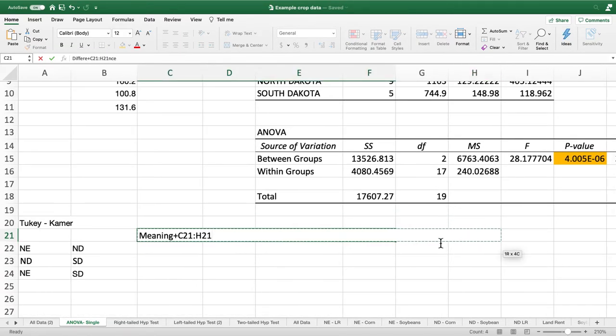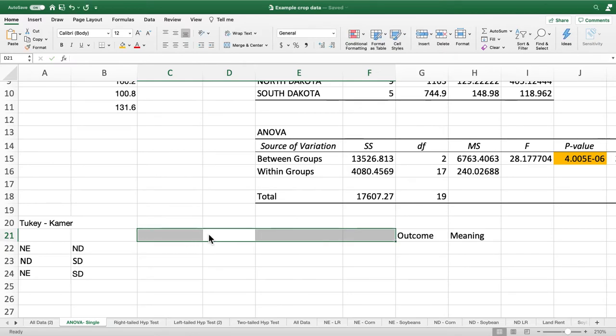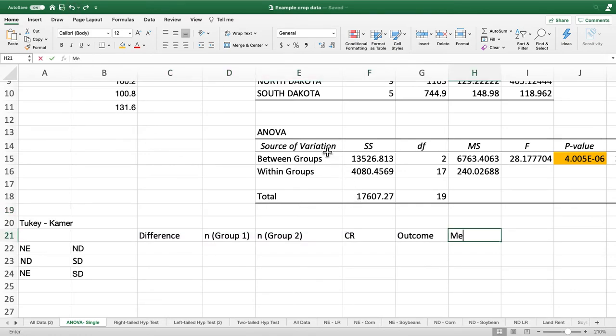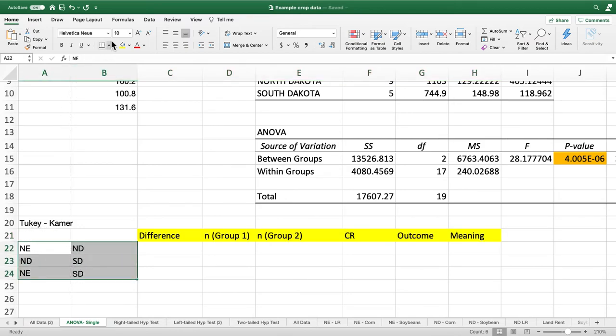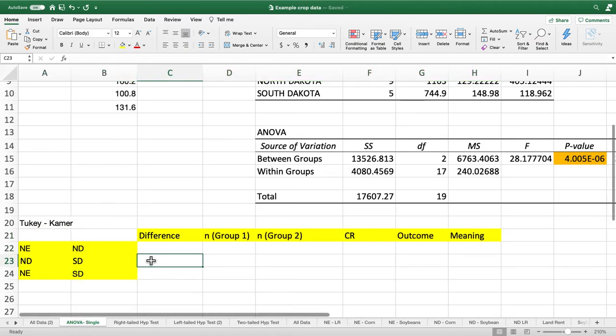Let's go back. I don't know what I just did there. There we go. Meaning. Okay. So I'm just going to highlight all these because these are the top row of my table, my Tukey-Kramer table.